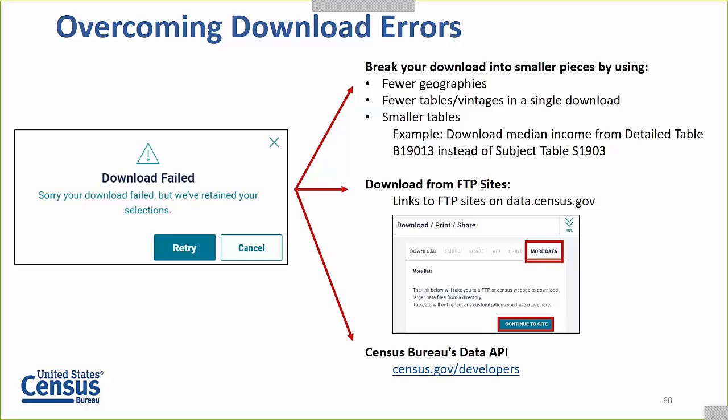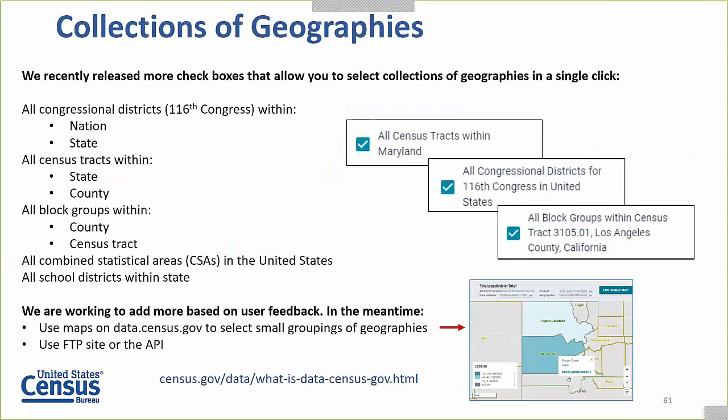In addition, there are no changes associated with the changing system from American Fact Finder to data.census.gov. For the FTP or the API, you can continue to download and access information in bulk through both of those sites. We talked a little bit earlier about collections of geographies. We recently released the functionality on data.census.gov to select these collections in a single click, as you see on the right-hand side of the screen.